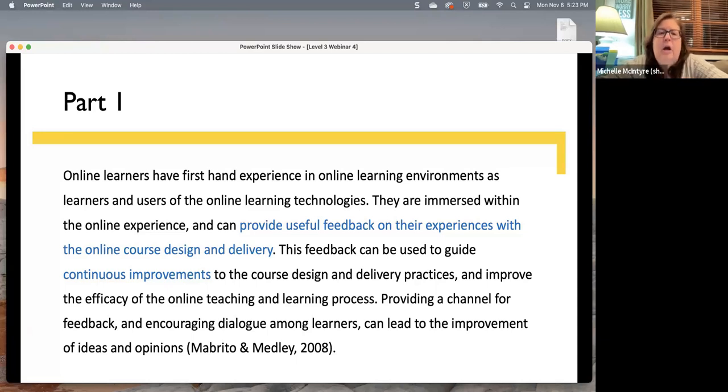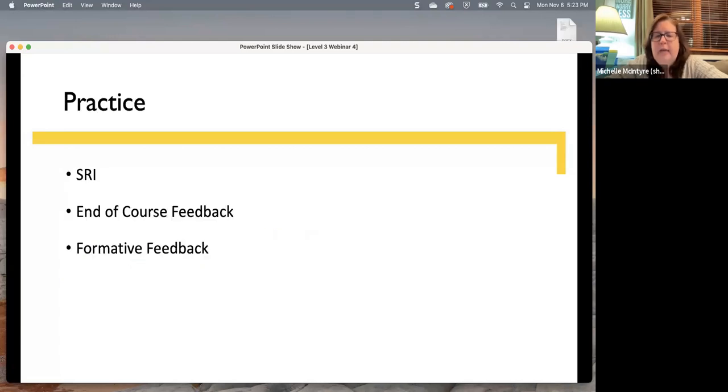And so these activities are part of that. And what are we talking about? The SRI is somewhat useful sometimes, but we're really talking about end of course feedback and formative feedback. When we're talking about end of course feedback, we're really talking about you putting together a feedback survey at the end of your course.